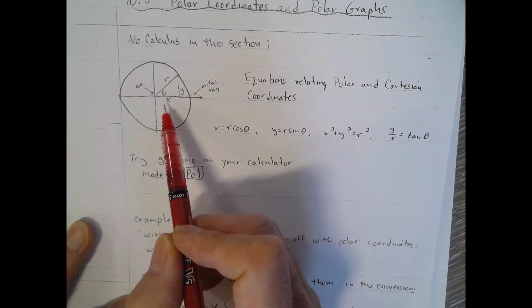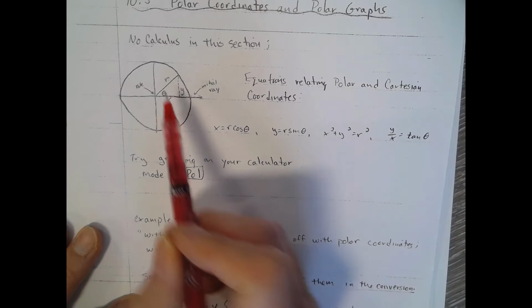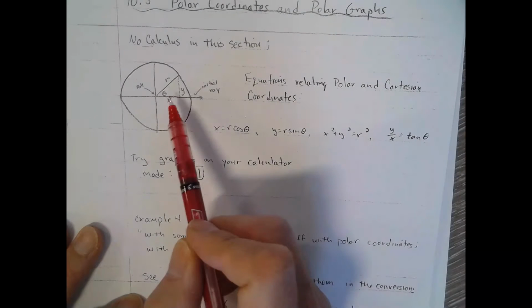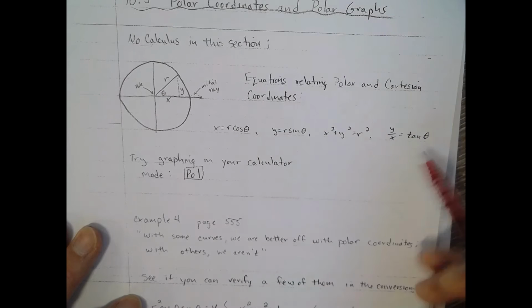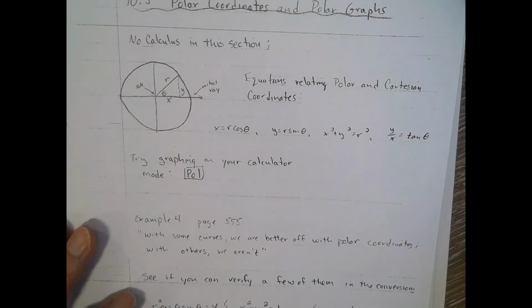Pythagorean theorem, x squared plus y squared equals r squared. And then the tangent of theta equals opposite over adjacent, or just y over x. So those are the four equations that you would use to relate polar and Cartesian coordinates. So Cartesian is just x comma y. It's what we almost always do.